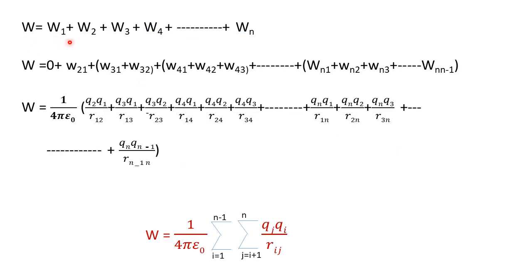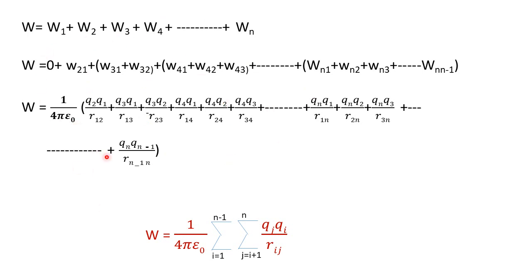You can see here W is equal to W1 plus W2 plus W3 plus W4, and so on, plus Wn. Put in their values. W1 is 0, W2 is W21, W3 is against 1 and 2, W4 against 1, 2, 3, W5 against 1, 2, 3, 4, and so on, Wn against 1, 2, 3, and so on up to n minus 1. These will all be added up. Their values are put in here, and we can generalize a term.